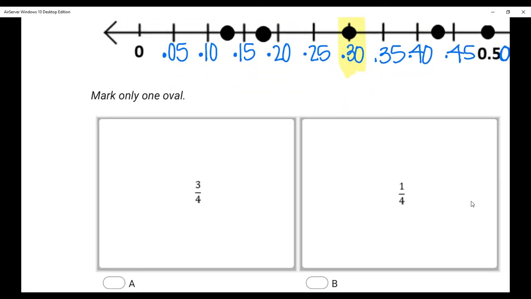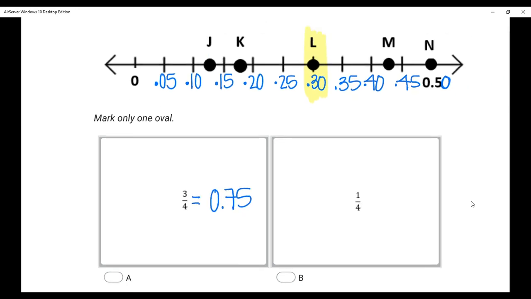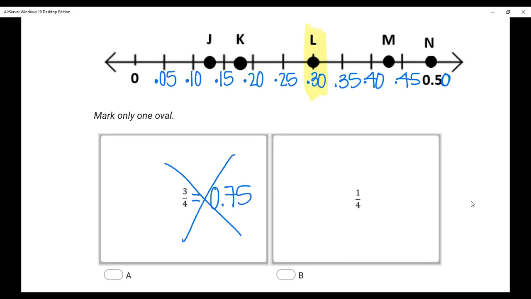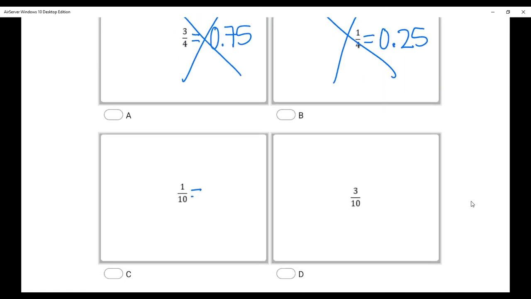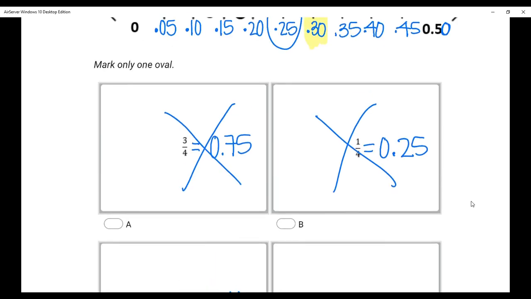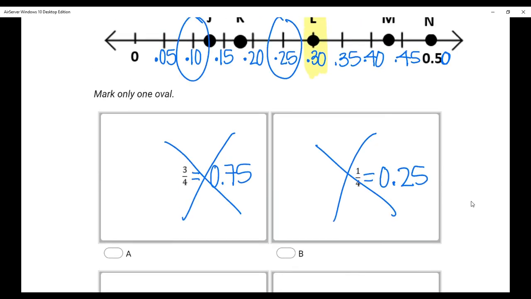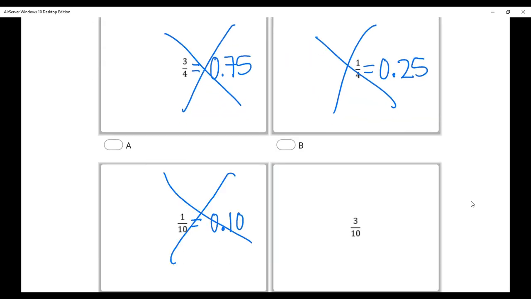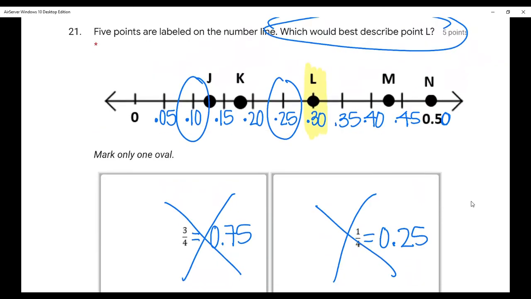So good thing I know my benchmarks. I know 3/4 is 0.75. Well, that's not even on my number line, so that's out. 1/4 is 0.25, which is really close, but that's not what I want. 1/10 is literally a 1 in the tenths place, right? And I'm going to add an extra 0 because that's what we have, and that's not anywhere close to what I want. And then 3/10 is literally a 3 in the tenths place, and again, I'm going to add an extra 0, and that's what we want.